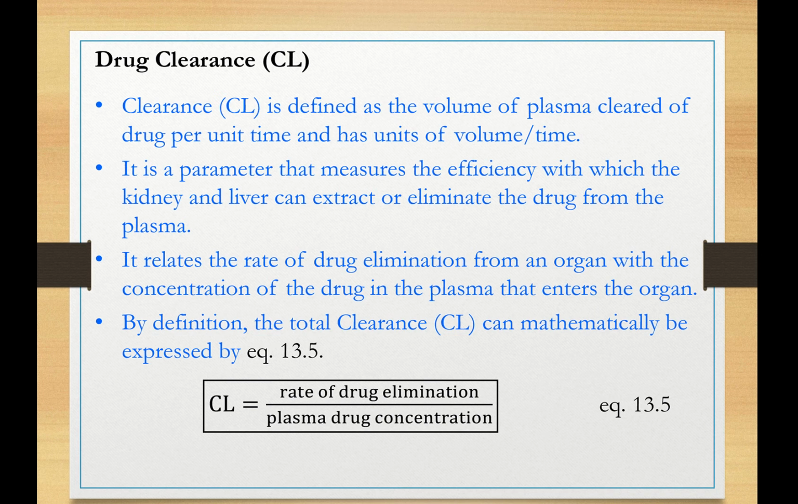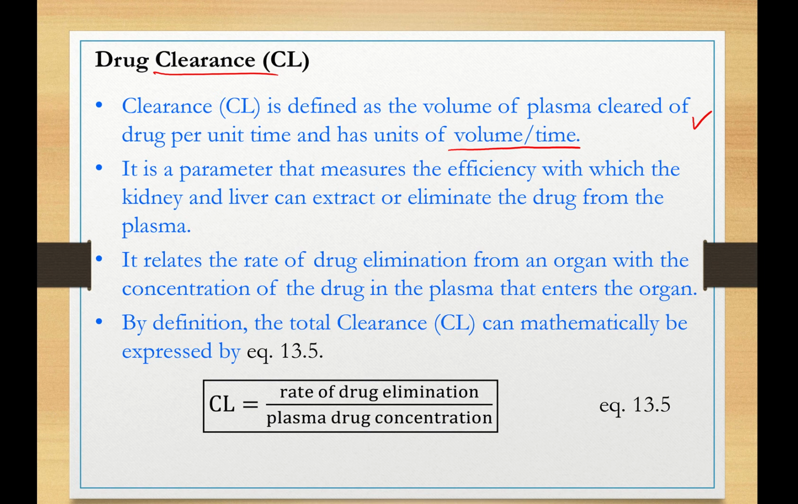Now let's move to our final pharmacokinetic parameter, perhaps more important than VD or equally important, drug clearance. So clearance is defined as the volume of plasma cleared of drug per unit time and has units of volume per time. This is a very unique definition here. And actually it takes a few months to get familiar with it.